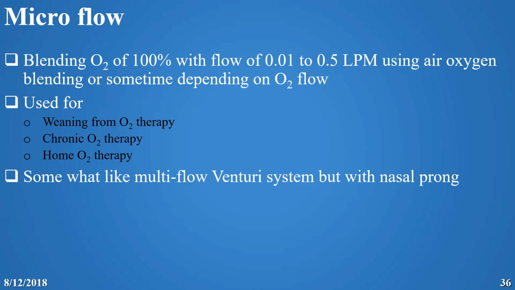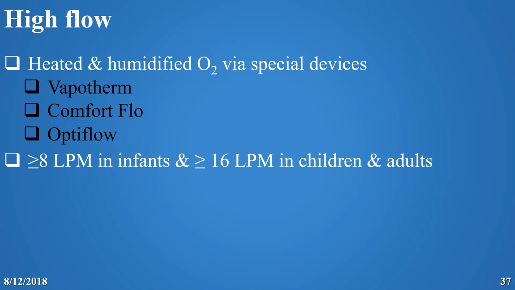So it's the Venturi system with nasal pump. Now, do you understand what's microflow? And what is low flow or normal flow? And what's high flow? The high flow needs heated and humidified oxygen. And there are many devices for high flow. We have the Vapotherm, we have the Comfort Flow, and we have the OptiFlow. Okay, the high flow is any flow above the CPAP level.